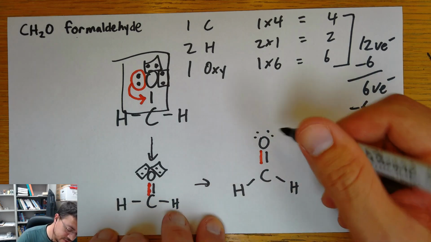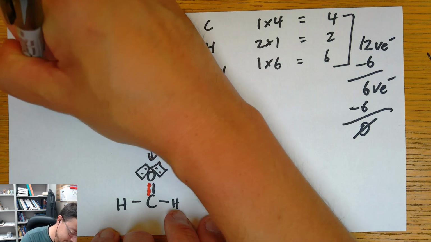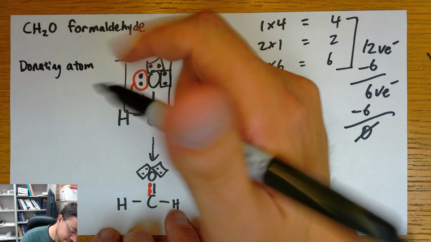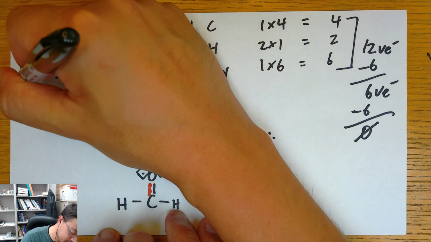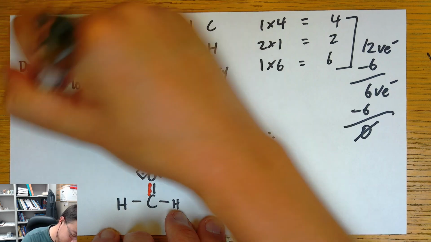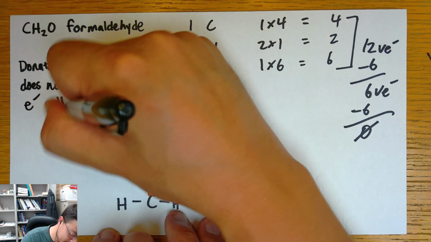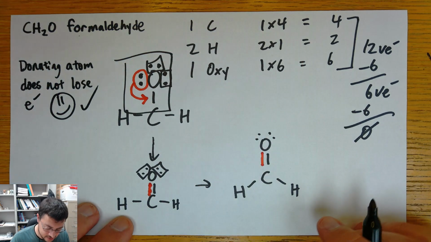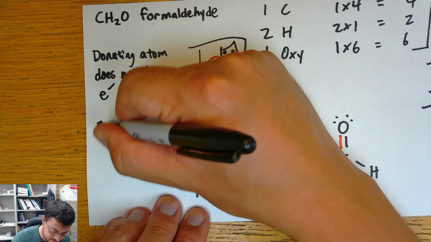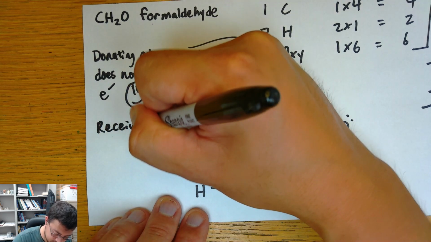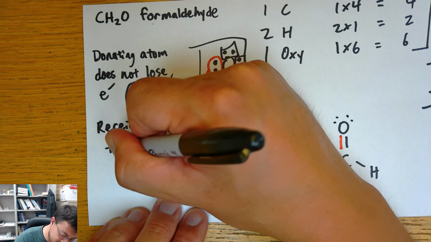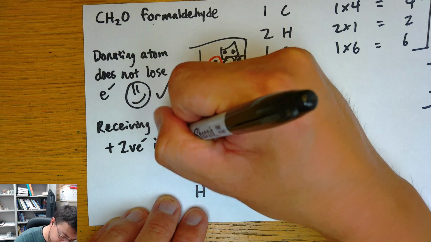Okay, so the donating atom, your outer atom, does not lose electrons. Okay, that is a good thing. Whereas your receiving atom will gain 2 valence electrons in its count.